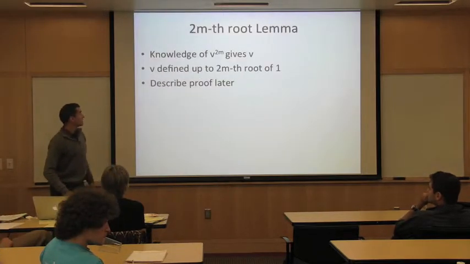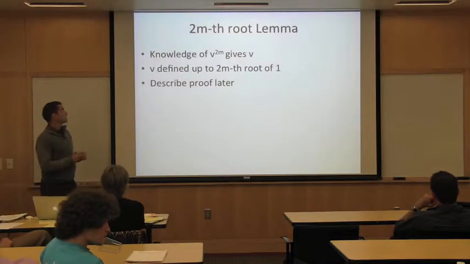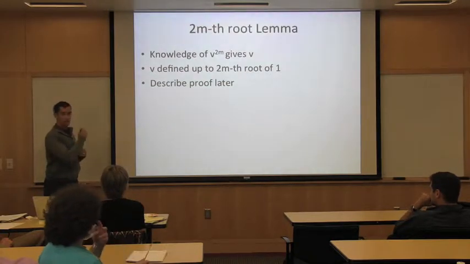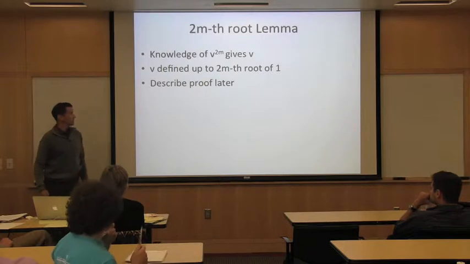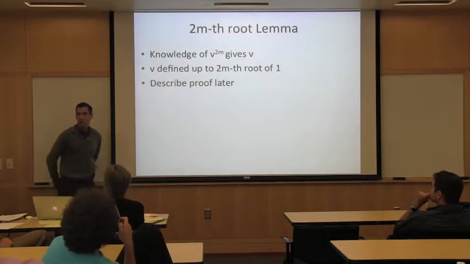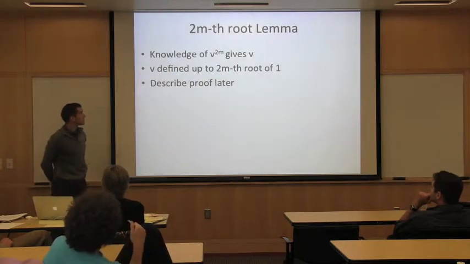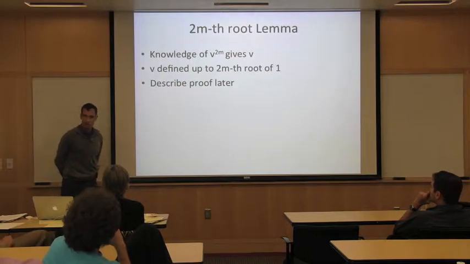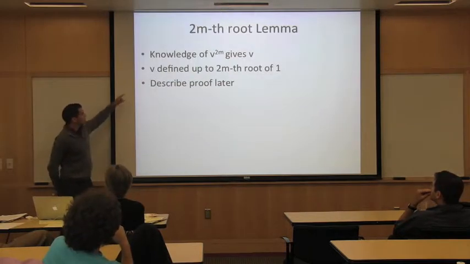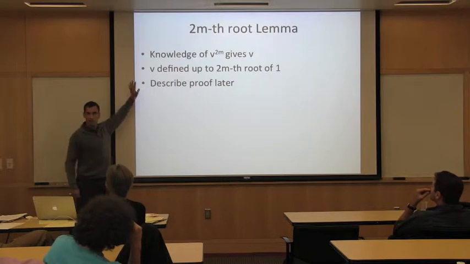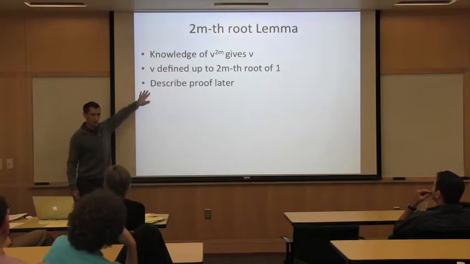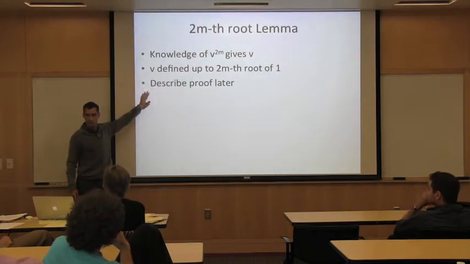And then the next lemma is, given v to the 2m, you can recover v, which, of course, has 2m possibilities. Just multiply by a 2mth root of unity, and you get another one. I want to get to the polynomial chains, but I'll come back to this if people want to see more details of the discussion.